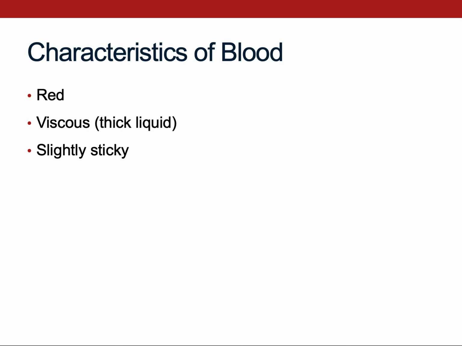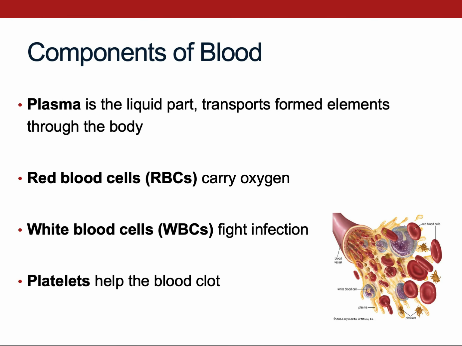As we know, blood is red, it is a liquid, and it is a slightly thick liquid, so it is a viscous liquid. It is also slightly sticky, and some may also mention here that it has a slightly metallic taste, which we all know from cutting our mouth or our tongue or our lip, and that is because of the iron that's in our blood.